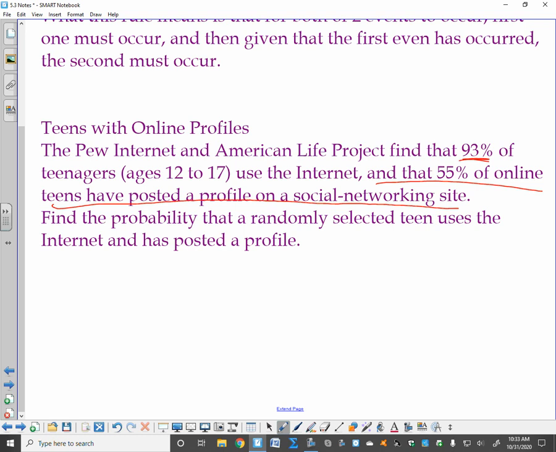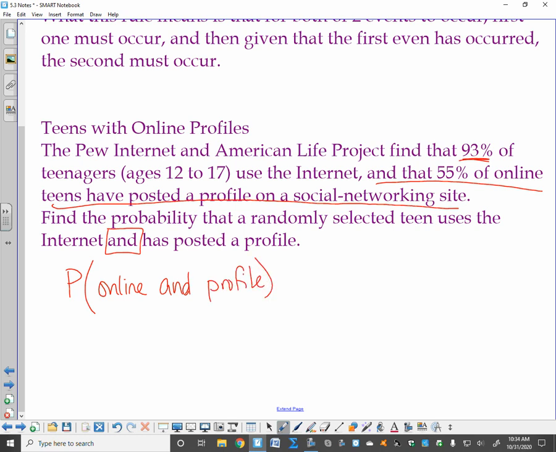Find the probability that a randomly selected teen uses the internet and, there's the kicker, has posted a profile pic. Okay, so I haven't defined any events yet. And so instead of doing that, I'm just going to use words. So the question says, find the probability that a randomly selected teen uses the internet, so I'm going to put online, and has a profile.